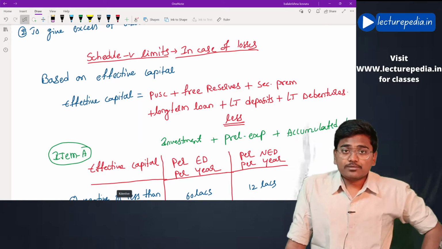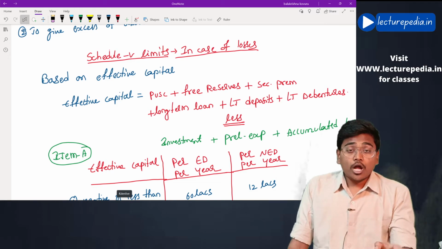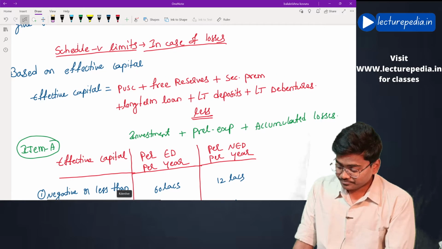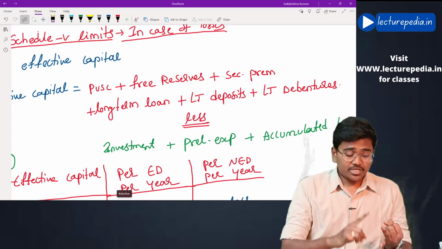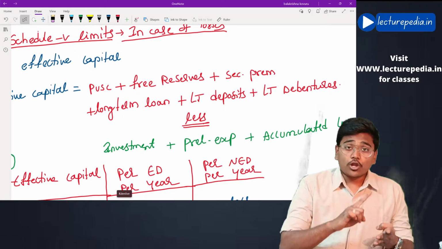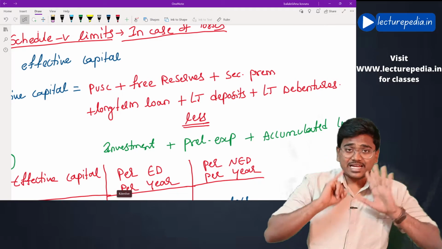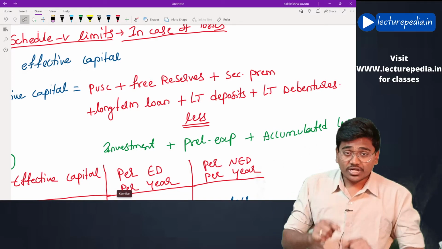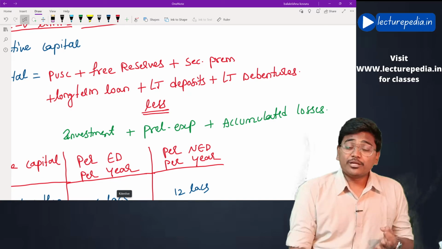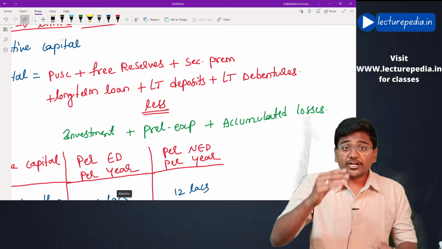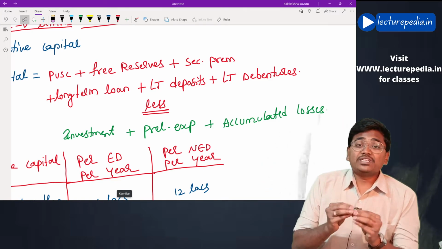In the Schedule 5 limits, the remuneration will be paid based on the effective capital. Okay, now how is the effective capital calculated? See, for calculating the effective capital, first of all you have to add paid up share capital, free reserves, securities premium, long-term borrowings, long-term debentures and long-term deposits. You have to add these 6 items. From these 6 items, you have to reduce these 3 items. What are they? Investments, accumulated losses and preliminary expenses. These 3 items have to be reduced. Now the amount that you get by calculating these items would be the effective capital.